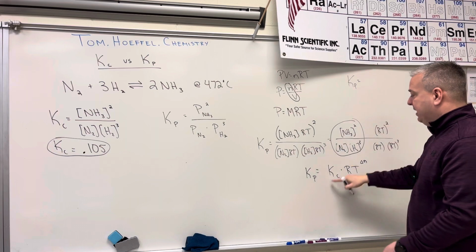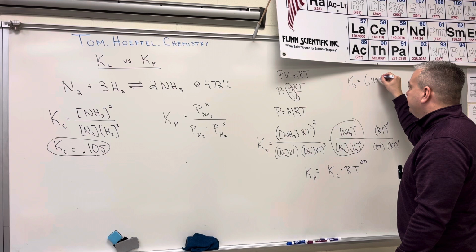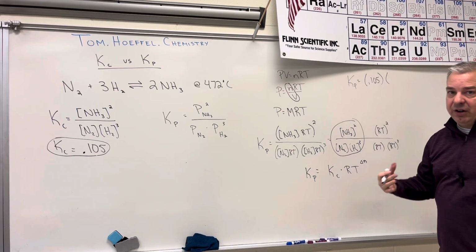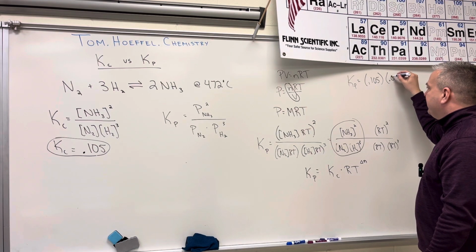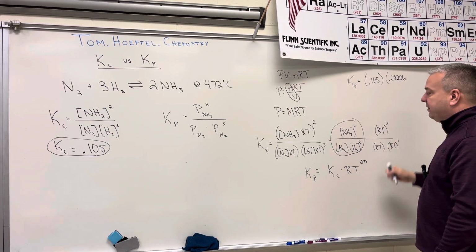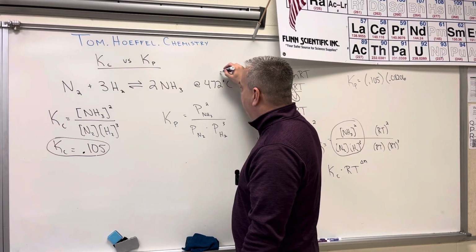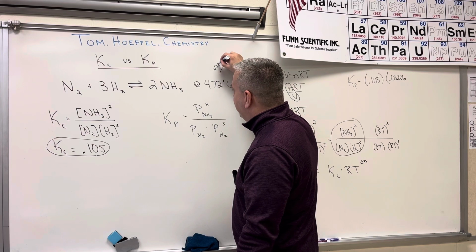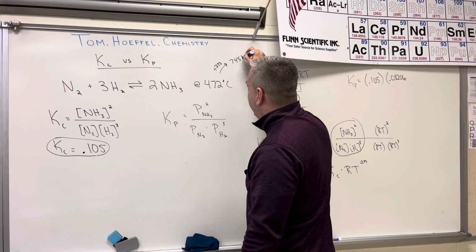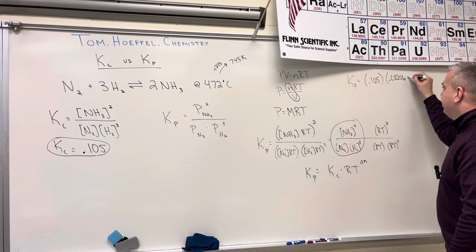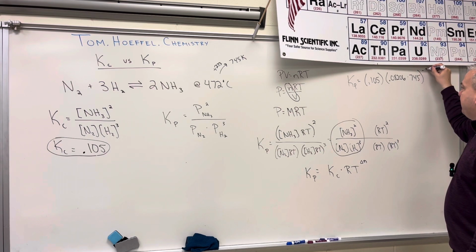K sub P is equal to Kc, which is equal to 0.105, times RT. Now, the R value that you're going to use is the ideal gas constant, and it's the 0.08206 version, okay? And this temperature has to be in Kelvin. So to get this into Kelvin, we're going to have to add 273 to get it into Kelvin, and that's going to come out to 745 K. So I'm going to take that times 745, and the change in moles is going to be negative 2.